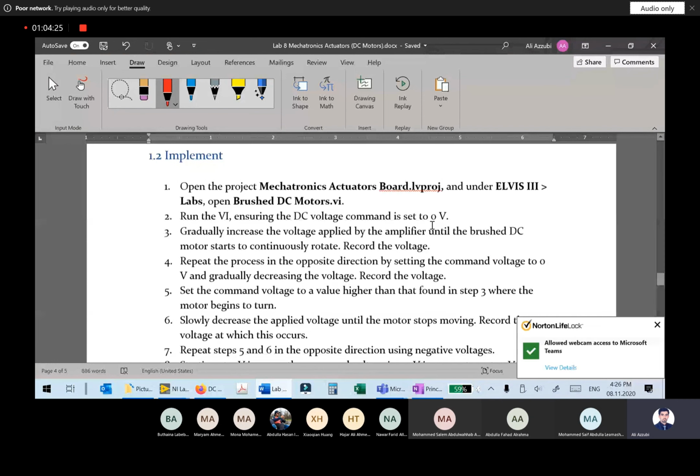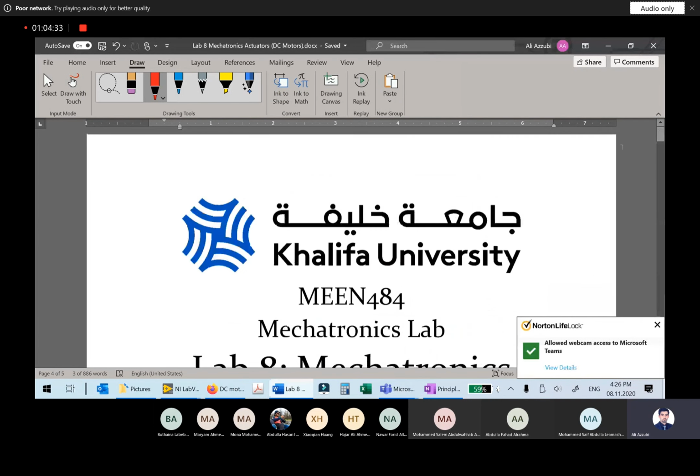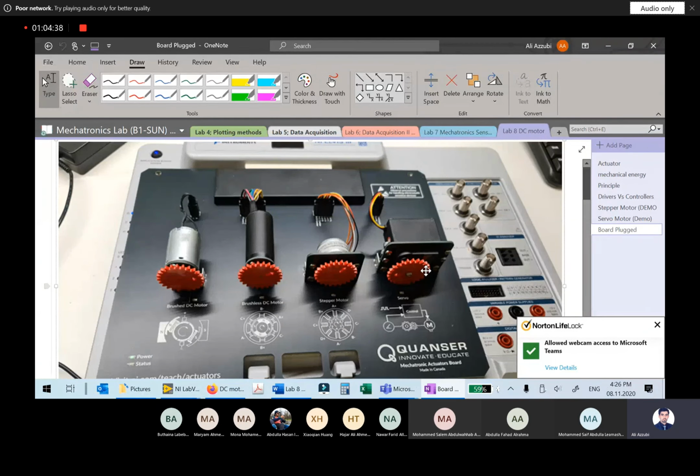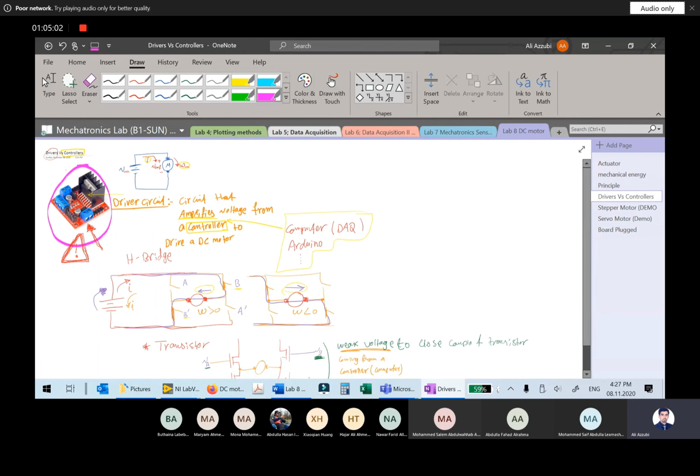All right. Now it tells me to open the project, run the VI, and the DC voltage should be 0. Now you know the setup here is this one. Yeah, so this is my board now. We'll use the Elvis board simply because the Elvis board can generate the required voltage from inside. In this black box, it's not shown to us, but there is a similar circuitry to this one.